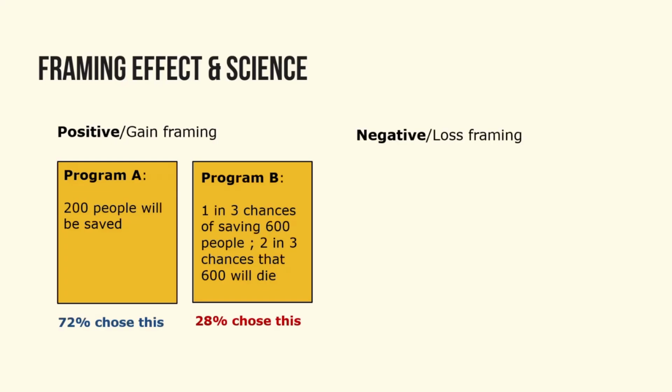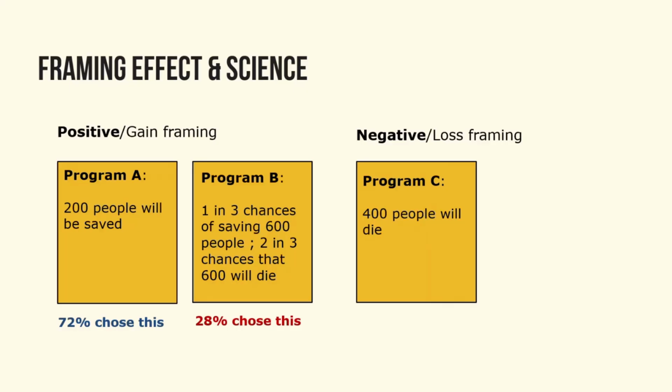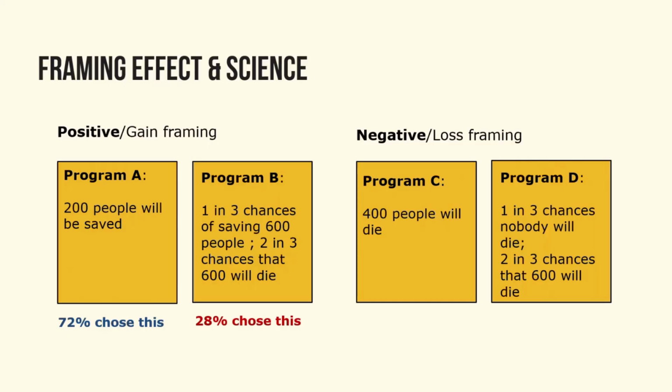Then another group was presented a negative, or loss, framing, where for Program C they emphasized the number of deaths. They said 400 people will die. And in Program D, they said there is a 1 in 3 chance nobody will die, and a 2 in 3 chance that 600 will die. Again, the values behind it are absolutely the same. 22% chose Program C, and Program D had 78%.